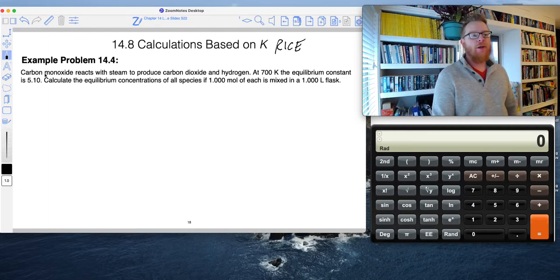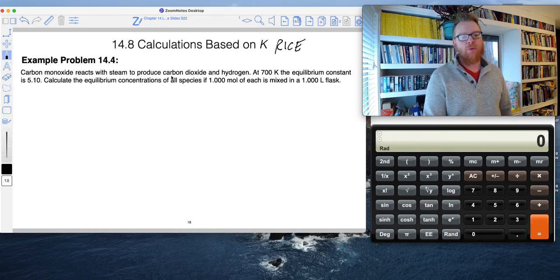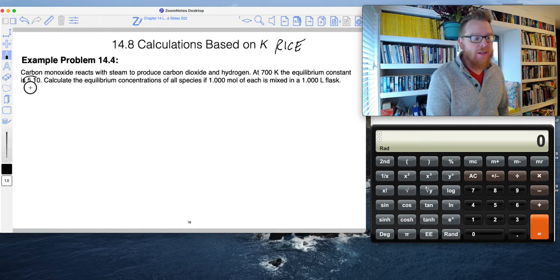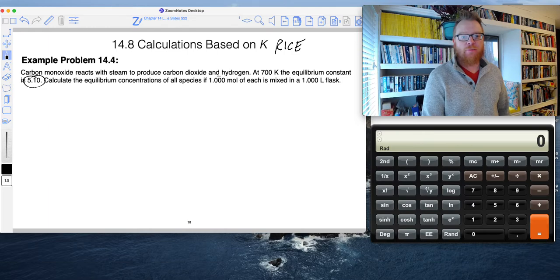So here's our problem. Carbon monoxide reacts with steam to produce carbon dioxide and hydrogen. At 700 K, the equilibrium constant is 5.10. Calculate the equilibrium concentrations of all species if 1 mole of each is mixed in a 1-liter flask. Okay, let's unpack this. At 700 K, that's not so important, but what is important is the value of the equilibrium constant. Another important piece of information: 1 mole of each is mixed in a 1-liter flask. So that's all the quantitative information we need.